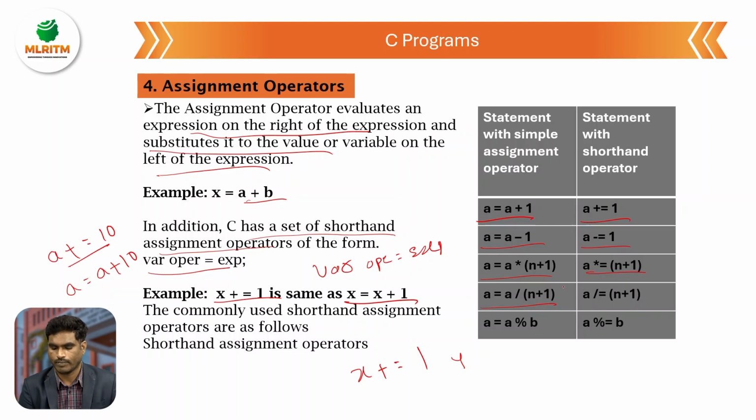Next, A = A / (n + 1) has the shorthand operator A /= n + 1. Next, A = A % B has the shorthand operator A %= B.